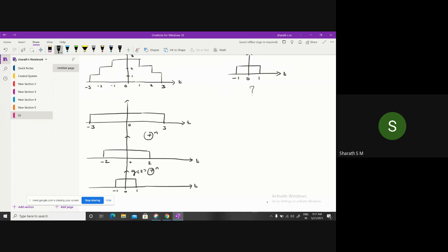So now look at here from -1 to +1. Here we have amplitude level as 1. Here also we have amplitude level as 1, and here also we have amplitude level as 1. So from -1 to +1, here the amplitude level is 1. What is the amplitude level here from -1 to +1?